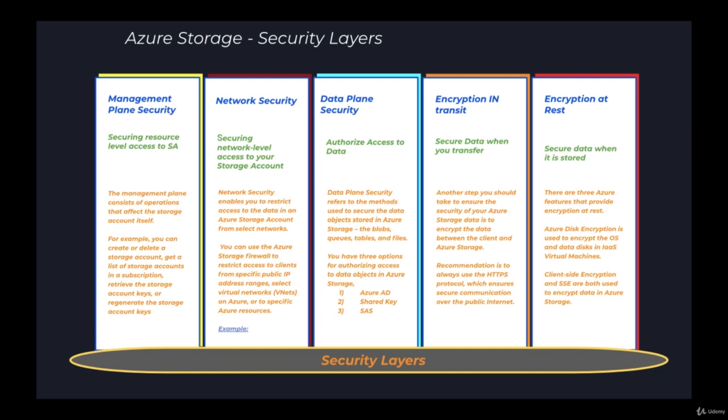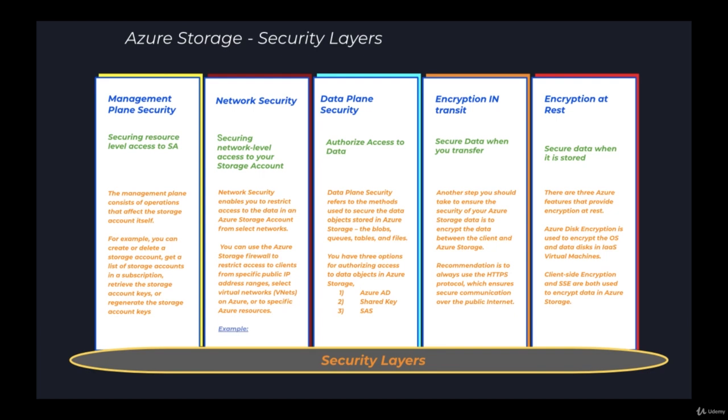So in that case, we have different options. Data plane basically refers to methods which are used to secure data objects in Azure, like blobs, queues, tables, and files. In the last lecture, we touched a little bit on encryption in transit and at rest. But encryption means you have ciphered the content, you have secured it so no one will be able to read it. Authorization, when we talk about data plane security, controls how someone accesses the objects, basically controlling access to the objects within your storage account.